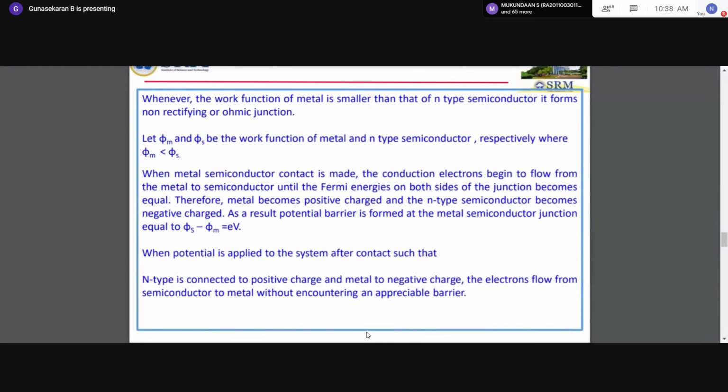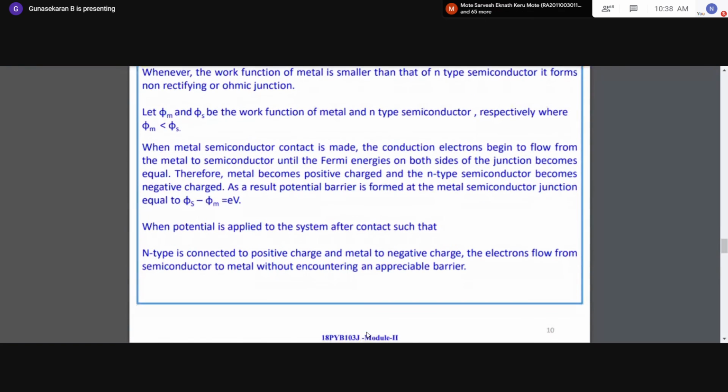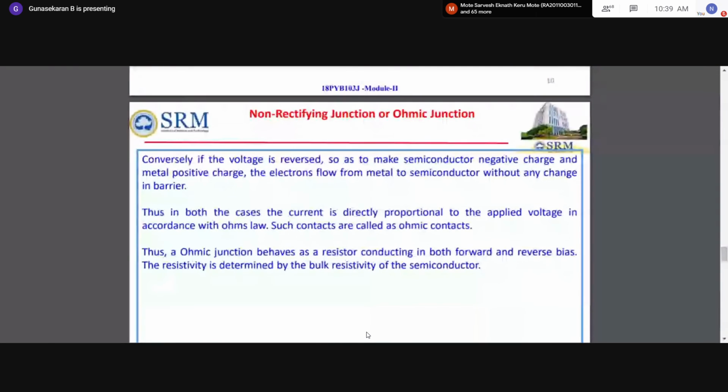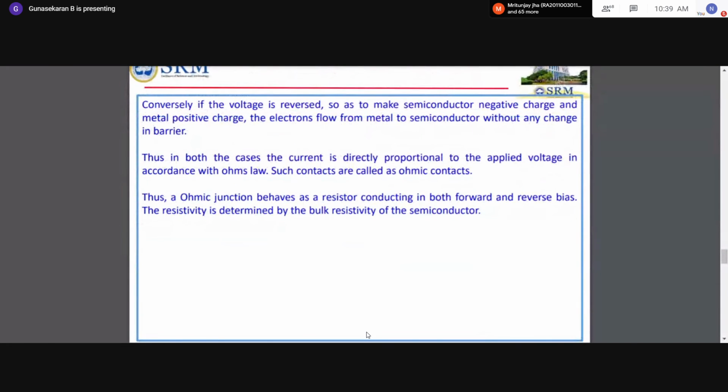The reverse bias has the same condition here. That is the reason you say there is a non-rectifying circuit. Similarly, the voltage is reversed. When the semiconductor is connected to negative and the metal is connected to positive, again the electrons will flow from metal to semiconductor without any change in the barrier. So in both cases, the current is directly proportional to your applied voltage. That is Ohm's law. That is the reason you say this is ohmic contact, in both the forward as well as the reverse conditions. Here the current is directly proportional to voltage.